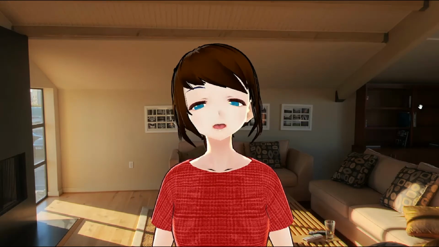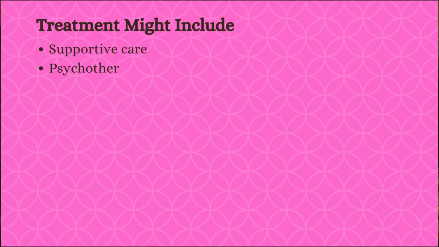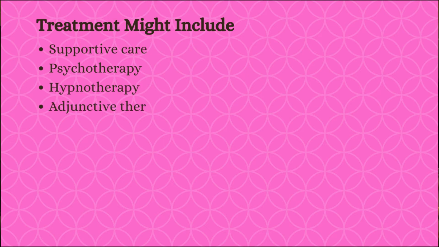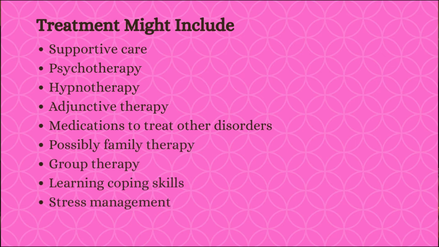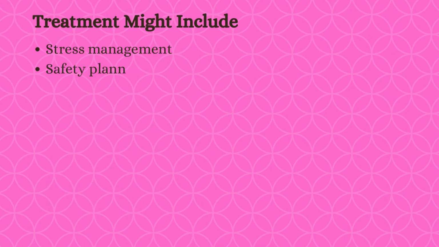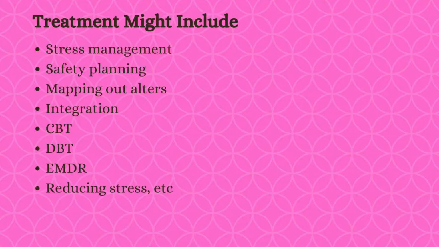If you are diagnosed with DID, the treatment plan would consist of supportive care, psychotherapy, hypnotherapy, adjunctive therapy, medications to treat other disorders, possibly family therapy, group therapy, learning coping skills, stress management, safety planning, mapping out alters, integration, CBT, DBT, EMDR, reducing stress, etc. It depends on how your doctor sees fit.